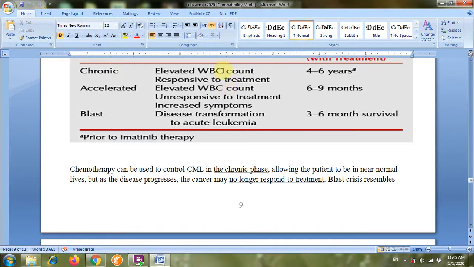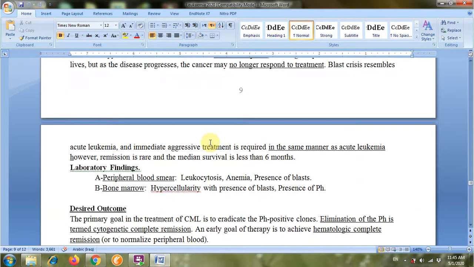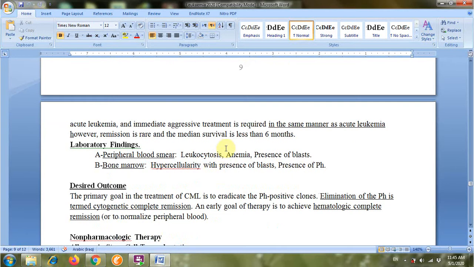Of course, the best response to the chemotherapy occurs when the patient is presented with the chronic phase. The patient can respond to the treatment, and the survival rate and cure rate are very high. In the accelerated phase, there is a decrease in the response to the treatment, and in the blast phase, there is a complete shift in the chemotherapy protocol to that of acute myeloblastic leukemias, and the survival rate may be no more than 3 months.